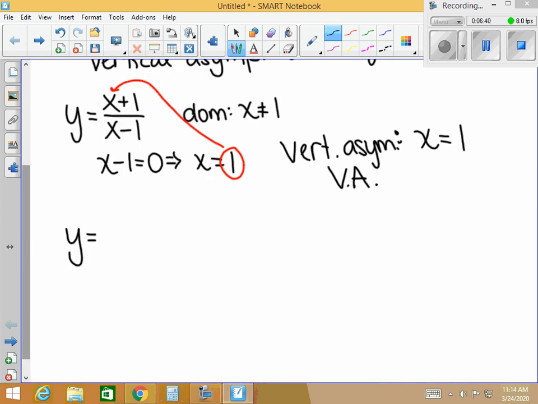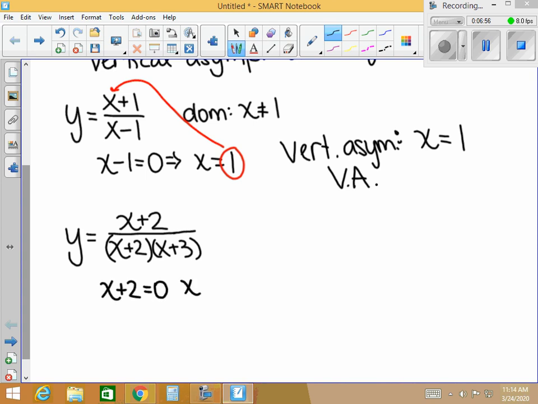If we have y equals (x plus 2) over ((x plus 2)(x plus 3)), if we set the bottom equal to 0, there are two values of x that we have to stay away from. Our domain for this function would be all real numbers except for -2 and -3.